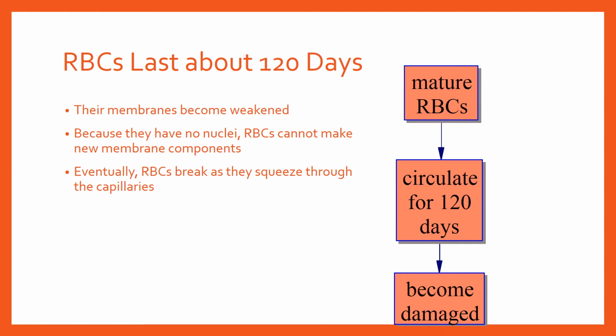And the damage is, again, when red blood cells go through capillaries, they break because of membrane weakness. But again, the membrane is not repaired because of the absence of nuclei or really anything else that can help to repair the cells. So after they are damaged, they are out of circulation.